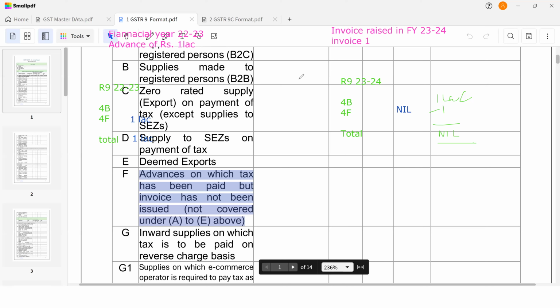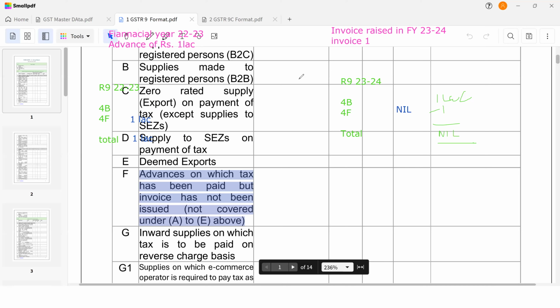11A is only advance received, 11B is advance adjusted. That's part 1 of 11. However, if you see the auto-populated numbers in GSTR 9 of the current year, it will take the advances received and reduce the advances adjusted. The net figure is what is populated in the annual return by the portal itself. If you don't adjust, it will not update; if you adjust, it would update and post it. This is done by the portal, but the explanation here is not after the advances adjusted.